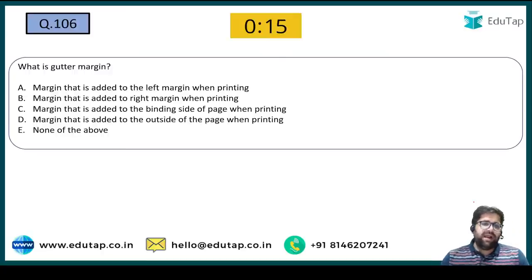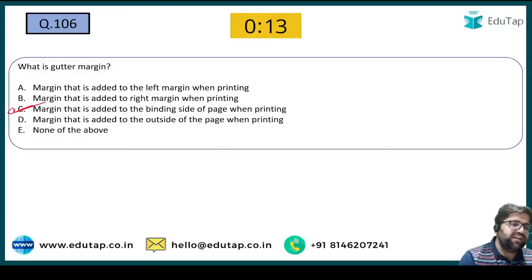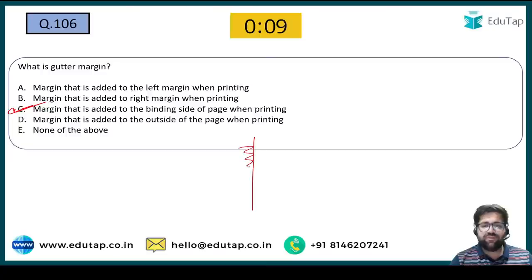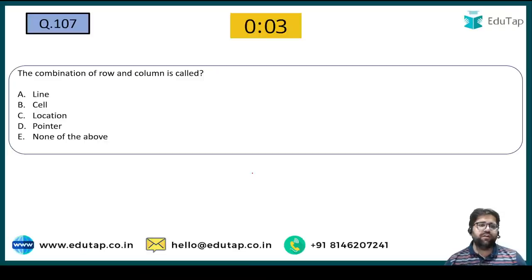Margin that is added to the binding side of the page when printing. Yes, this is a very literal meaning which you can take when you are printing. You will see that a certain margin is left where the binding is taking place. As simple as that. That is a wasteful margin, also known as a gutter margin.